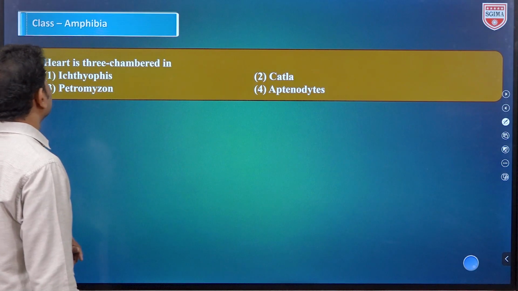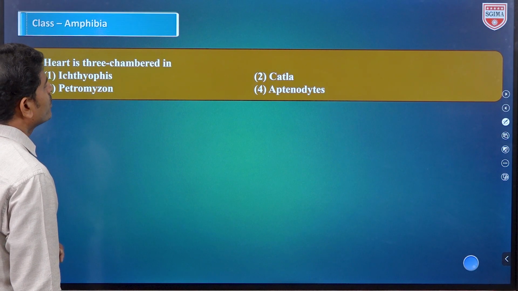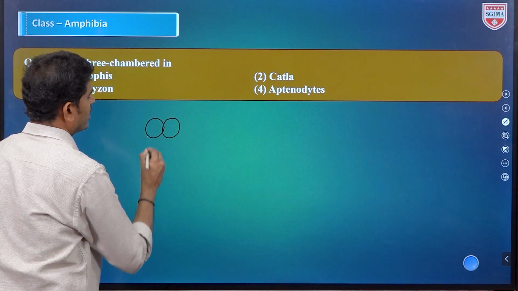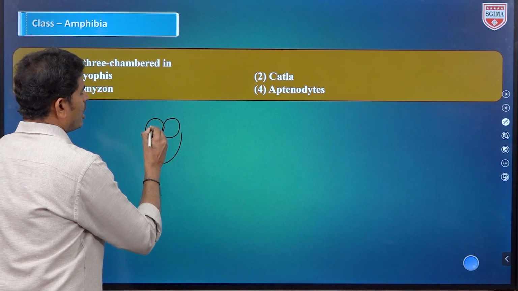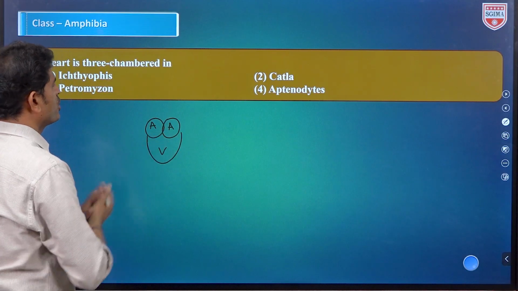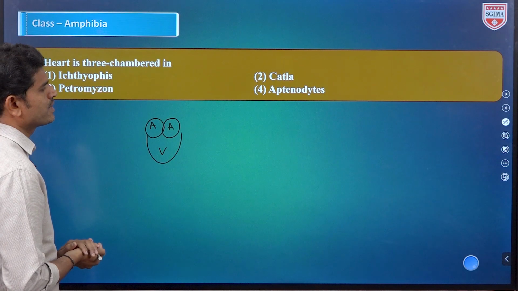Next one, heart is 3-chambered. Until now we have seen this rough diagram, only 3-chambered. So the upper 2 are auricles and the lower one is a ventricle, a common chamber. So 3 chambers. So 3-chambered heart is present in which organisms?